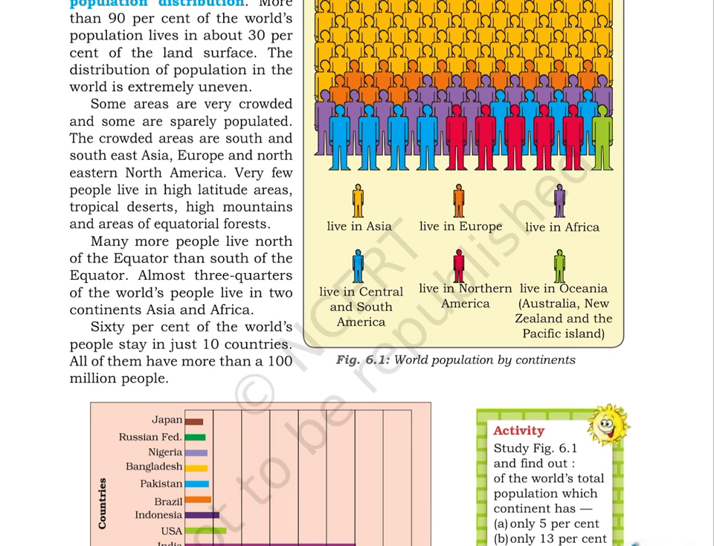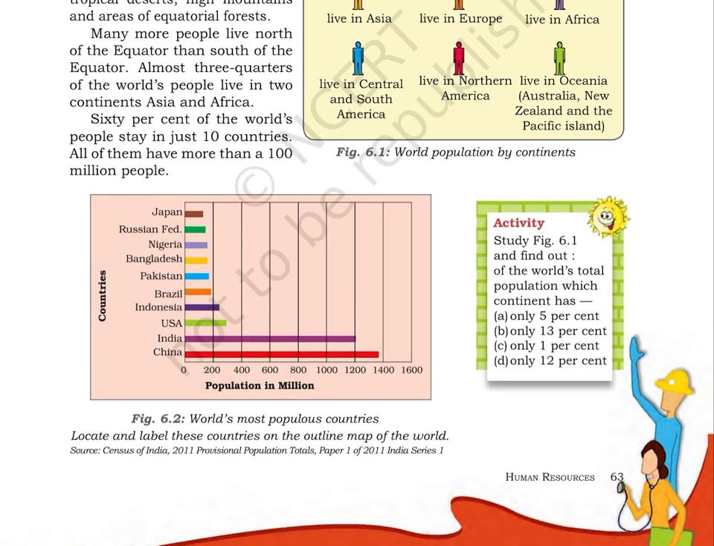There is a chart given in figure 6.2 on page number 63. In this chart, the population of different countries has been given using a graph. On the x-axis, the population in million is given, and on the y-axis, the names of countries are mentioned. The highest population as per this graph is of China. Then at the second number, it is India. Then comes USA. Then Indonesia. Then Brazil, Pakistan, Bangladesh, Nigeria, Russian Federation, and Japan.